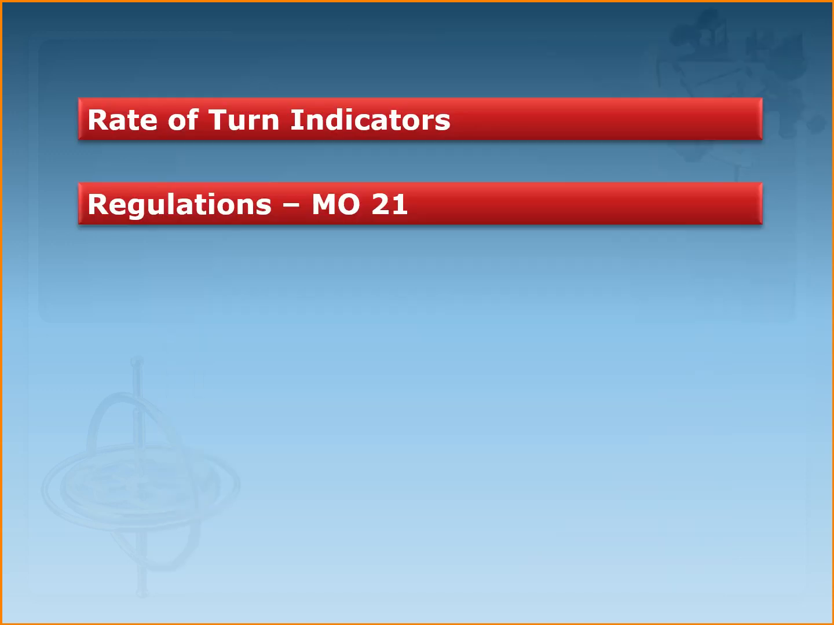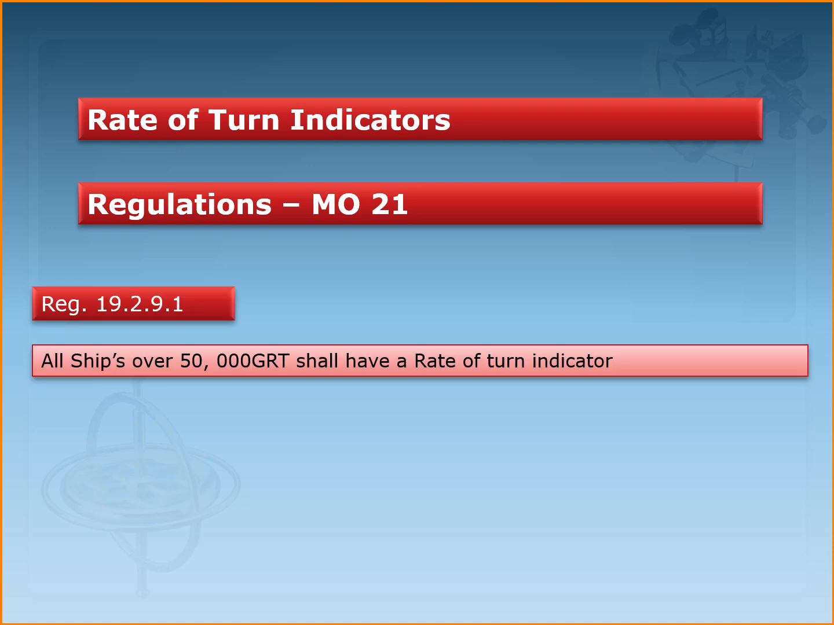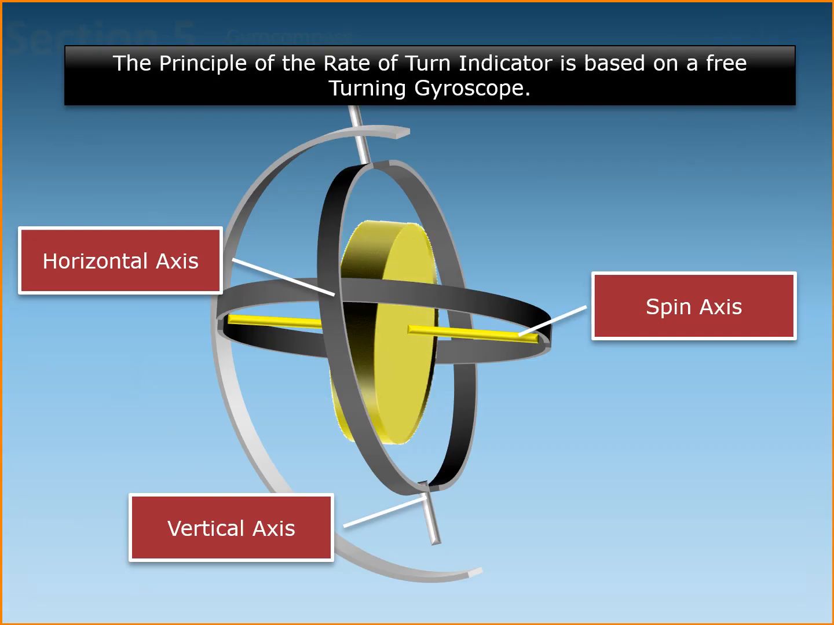All right, the rate of turn indicator provides useful information while maneuvering in confined areas, and this is particularly so for large vessels, where they are also sometimes referred to as rate gyros. As per the regulations, all ships over 50,000 gross tonnage shall have a rate of turn indicator.